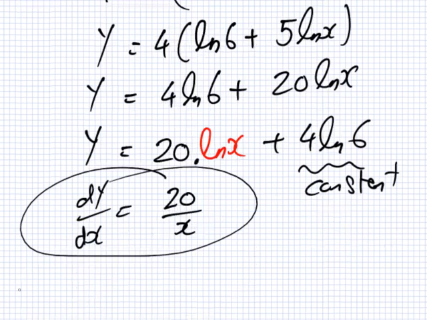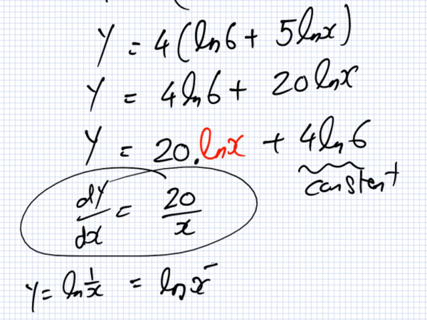So for example, if I had y equals log 1 over x, what should I do first before I use my derivative formula? I should change it into log x power minus 1, which is now minus log x. Now what's the derivative? Minus 1 over x. You see, you get the idea here? Yeah?